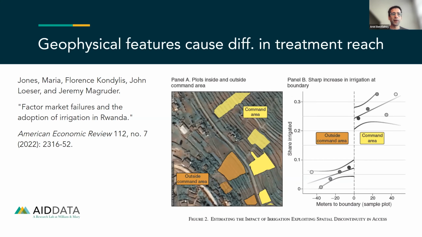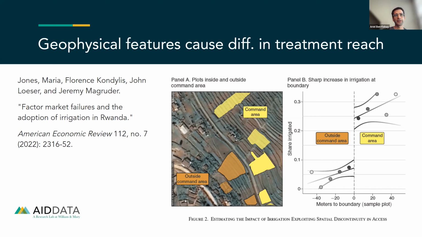Another example comes from this Jones et al. paper that just came out in the AER. Really great work by a great group of folks. You probably know some of these guys. This is a case where, rather than a formal boundary, geophysical features cause differences in treatment reach that are otherwise apparently random.